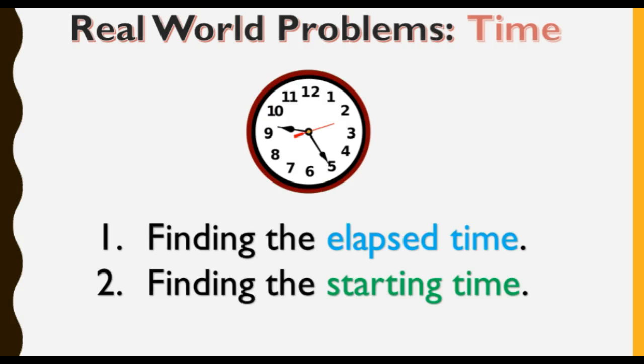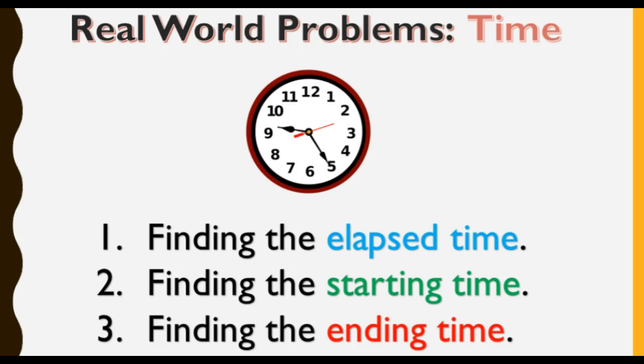Another type would be finding the starting time. When did the movie start? When did the girl leave? That kind of thing. And then finally, another type is finding the ending time. So when did the girl come home? When did the movie end? That type of thing. So we're going to be practicing all 3.